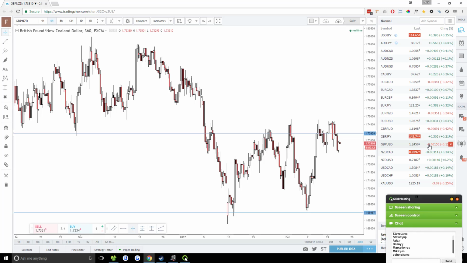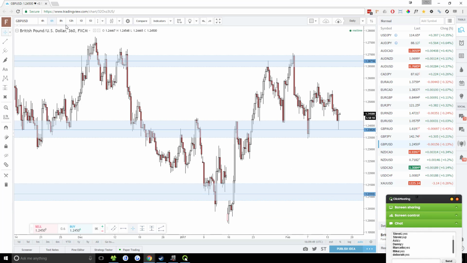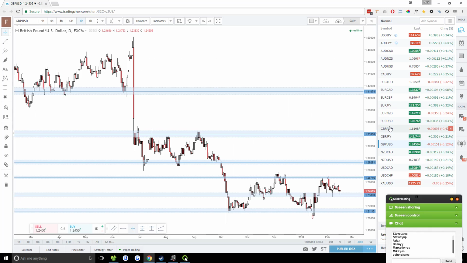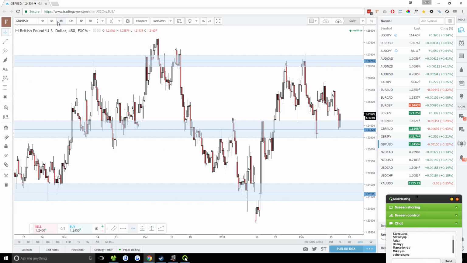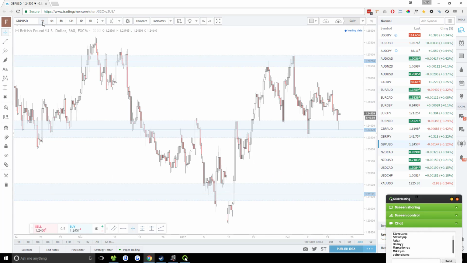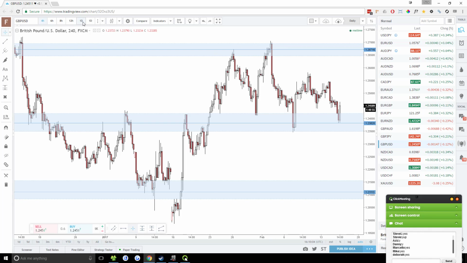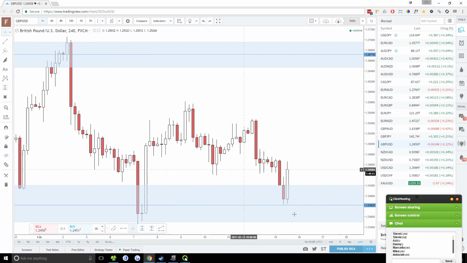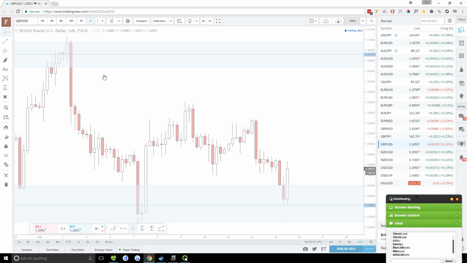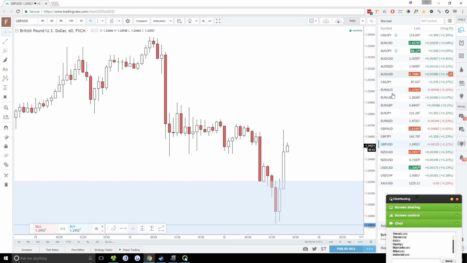GBP New Zealand is not a pair I trade, so let's remove that. GBP USD, what's going on there? Move Euro USD to the top of the list. I forgot to do that. GBP USD is already bouncing. Anyone long on GBP USD? Doesn't look like there was an opportunity to get in. It reversed too fast. Guess it might have been a reversal on the 1 hour chart maybe. Not even.